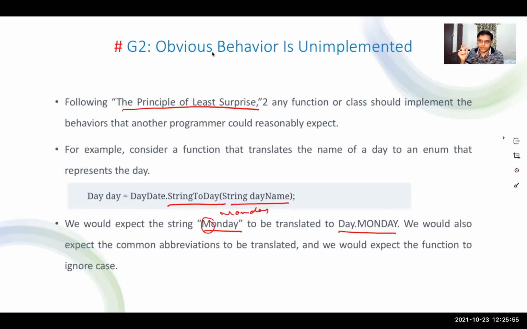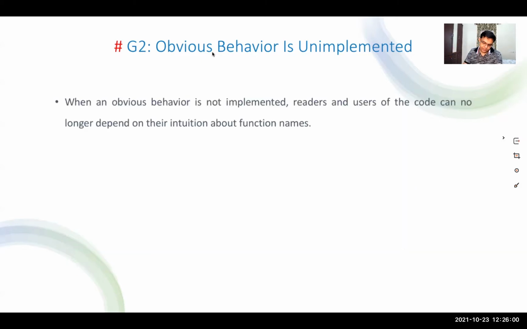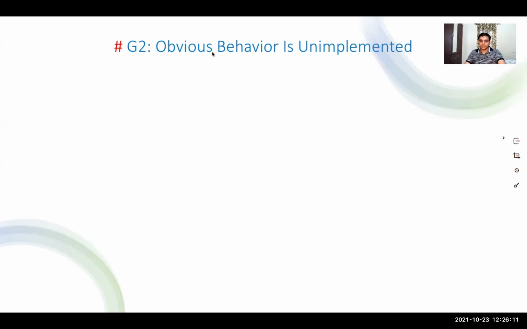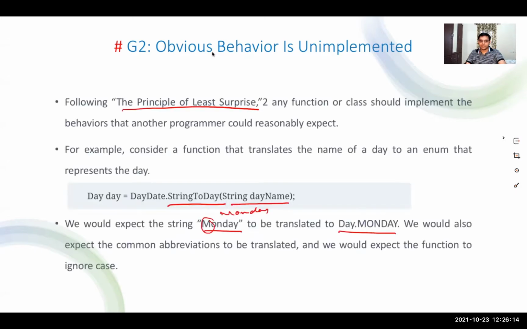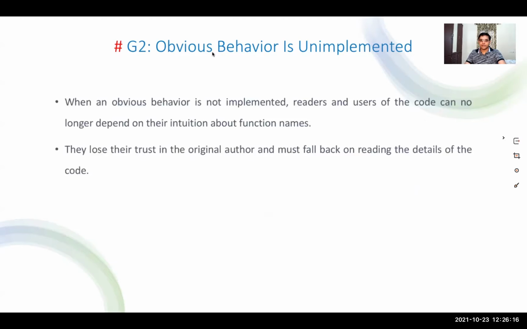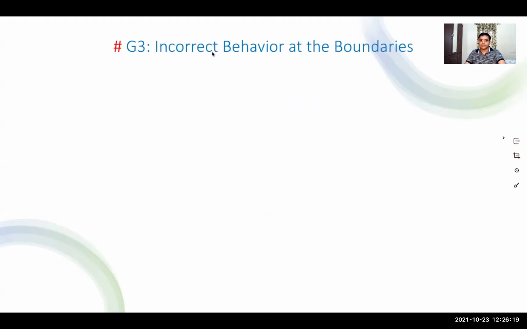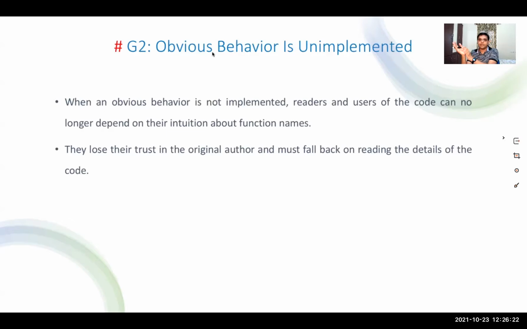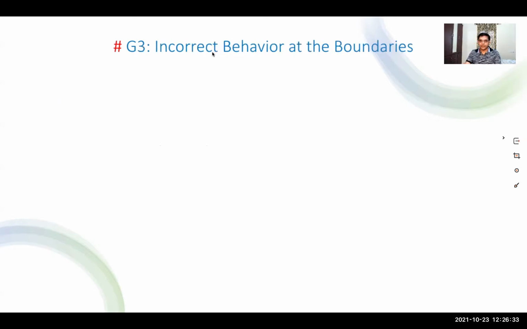So I would take that string and return a particular day, say Monday. The problem is that the readers or users of that code can no longer depend on the function names. They look at the function names and cannot understand what this string today is, and so on. Once you do things like that, you lose their trust. They think you are doing something else. So whenever you are writing code, be very precise, and the intent should be very, very clear.